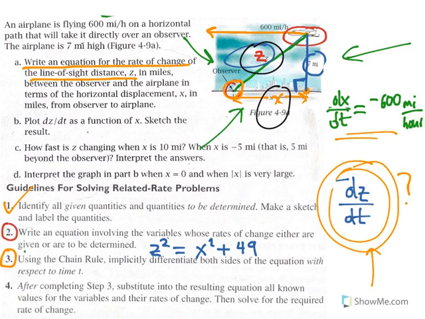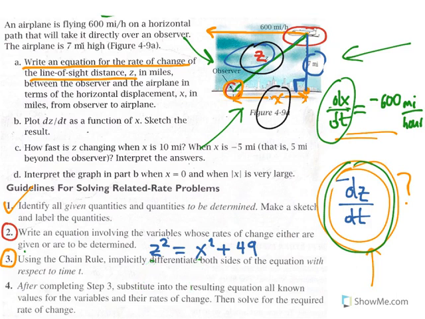Write an equation involving variables whose rates of change either are given or to be determined. So we're just writing an equation involving the variables x and z. The rate of change of x with respect to time is given, and the rate of change of z with respect to time is what we're after. But this is a pre-calculus equation. Now you do step 3.